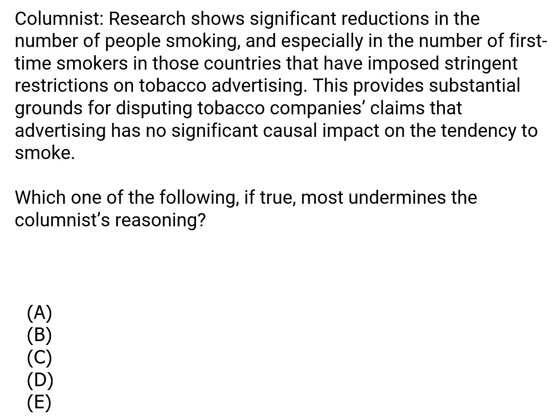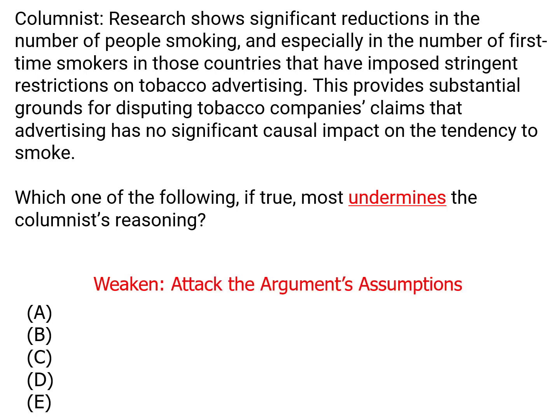Question 9. When they ask you to undermine an argument, that means a weakened question, which means attacking the argument's assumptions. The things the argument doesn't say directly, but that need to be true for the evidence to be able to prove the conclusion. But to find the argument's assumptions, you have to understand the argument's conclusion and evidence. The conclusion here is at the end.